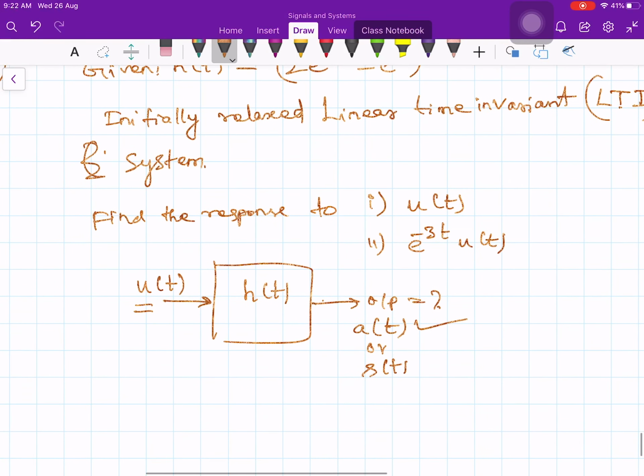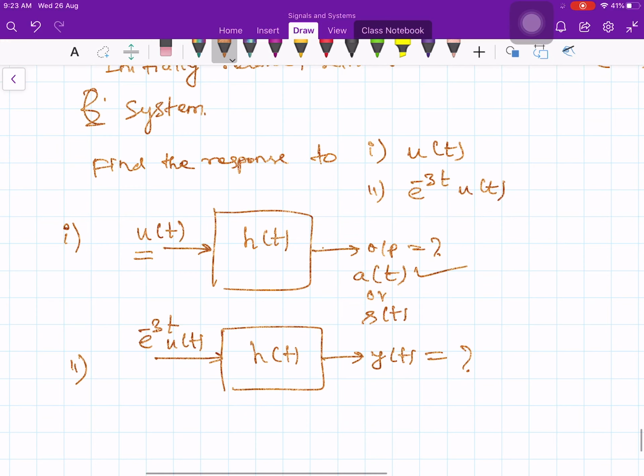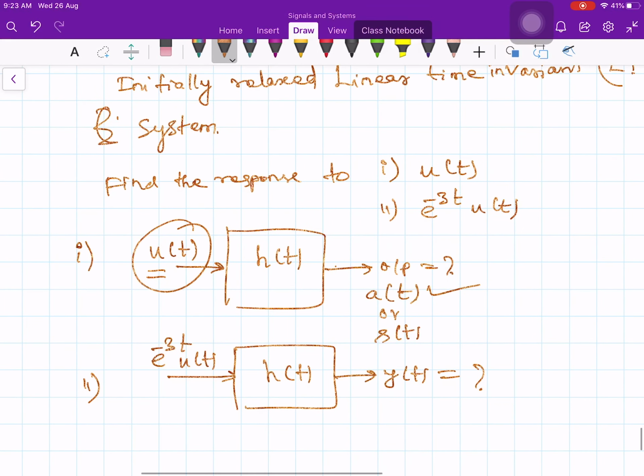Second part is you take the same system h of t and now the input is e to the minus 3t times u of t. Now the output is y of t. Let us say this is an arbitrary input. Now we need to find out. This is the question in front of us now. Okay, so we are asked to find out, using this impulse response, the response to two arbitrary inputs. The first one is u of t and the second input is e to the minus 3t times u of t.